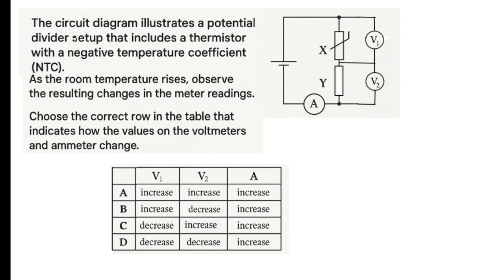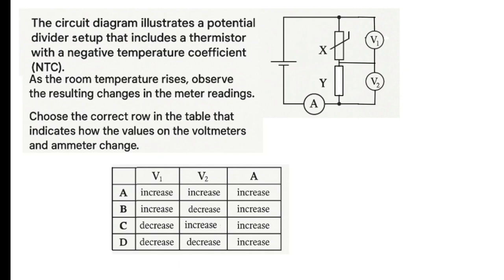The diagram illustrates a potential divider setup that includes a thermistor with a negative temperature coefficient, an NTC thermistor, component X. As the room temperature rises, observe the resulting changes in the meter readings. Obviously, as the room temperature changes, the voltmeter V1 and V2 readings will change. Choose the correct row in the table that indicates how the values on the voltmeters and ammeter change.